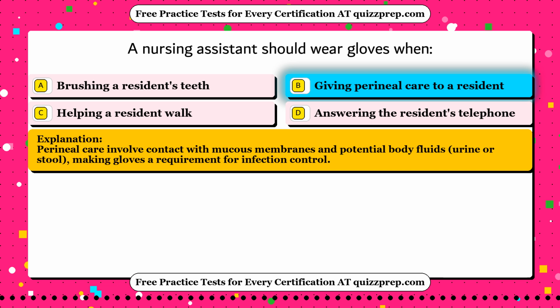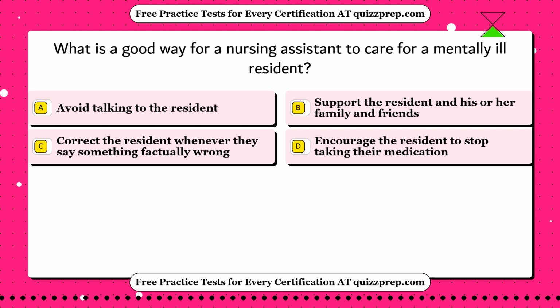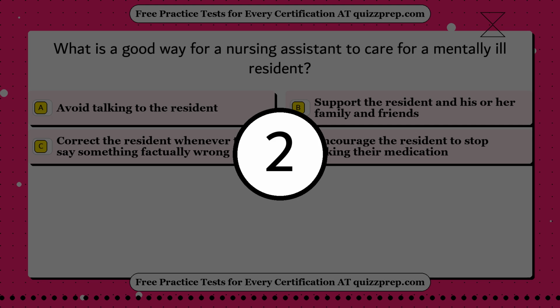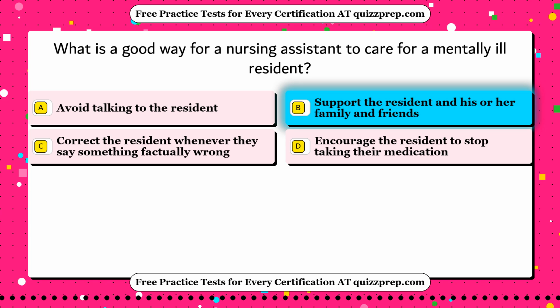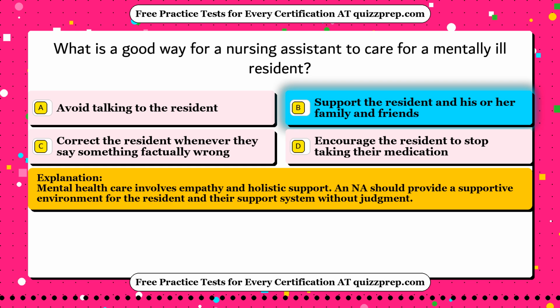Question 50. What is a good way for a nursing assistant to care for a mentally ill resident? Option A, avoid talking to the resident. Option B, support the resident and his or her family and friends. Option C, correct the resident whenever they say something factually wrong. Option D, encourage the resident to stop taking their medication. The correct answer is option B, support the resident and his or her family and friends. Mental health care involves empathy and holistic support, and the NA should provide a supportive environment for the resident and their support system without judgment.